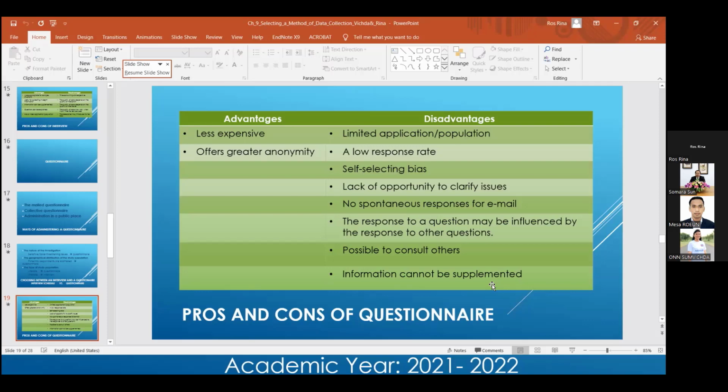because if the respondent and the person who does the questionnaire have a simple friendship, maybe sometimes they don't do it for us. So it might be a low response rate. And another one is self-selecting bias. So maybe the researchers just choose their friends, so maybe the information that they get is not balanced.